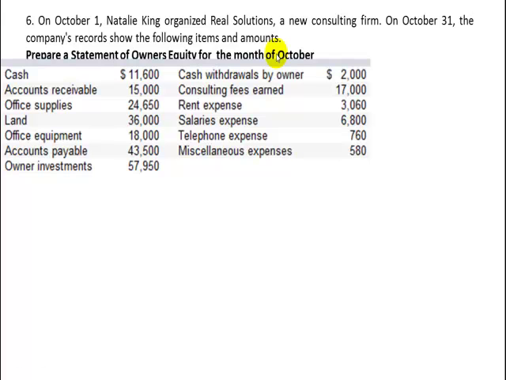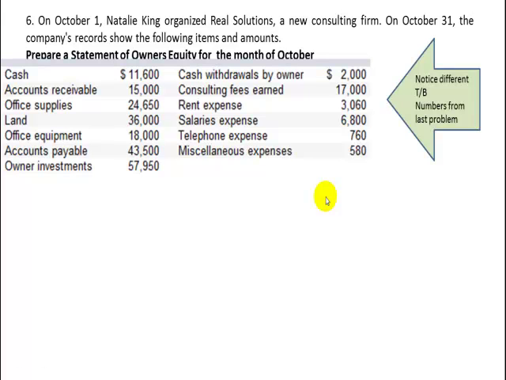So, a statement of owner's equity is simply just a little story. It tells a story of what happened to the owner's equity from the beginning to the end of an accounting period. In this case, it's for the month of October. So let's put this together. Notice again that this set of trial balance information is different from the last problem, the one we just did before this one.